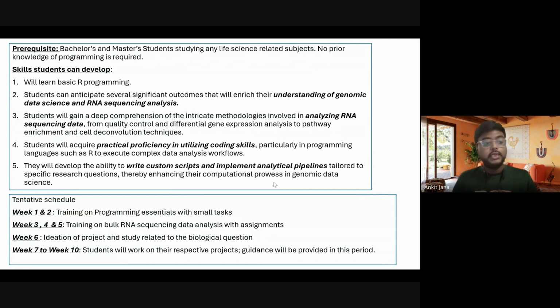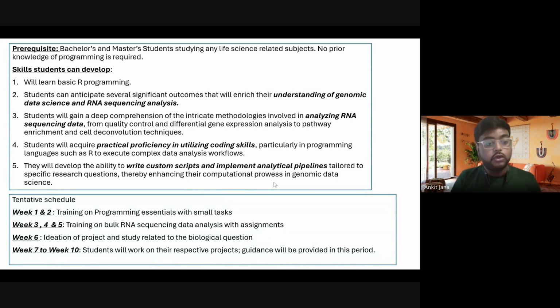So basically, for this project, the tentative schedule is that in weeks 1 and 2, we'll give you training on programming essentials. We will introduce you to R programming and train you how to write code. We will give you small tasks, and those tasks need to be completed within a certain period of time. Then we will track your development in programming, like whether you are learning programming or not. Based on your advancement, we will decide what the pace of our training should be.